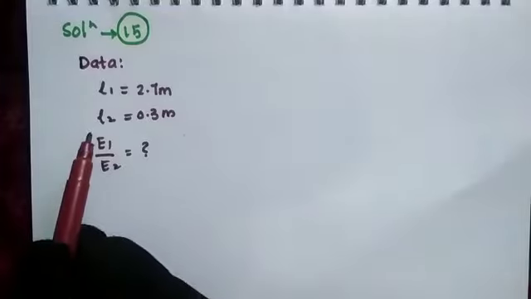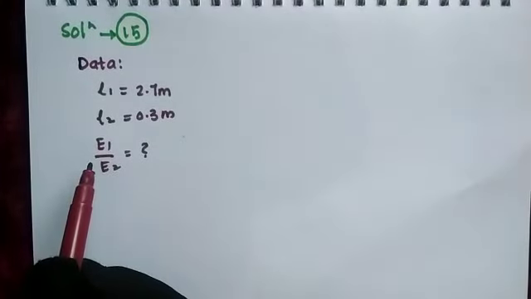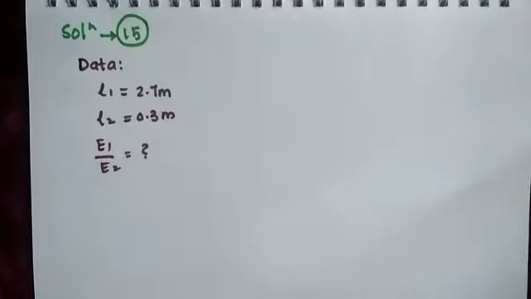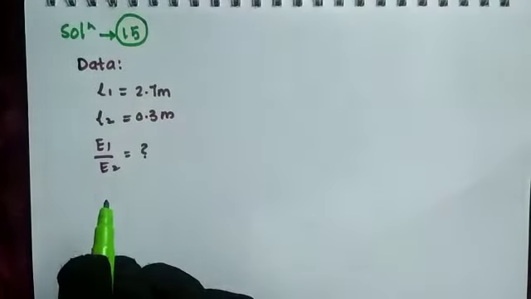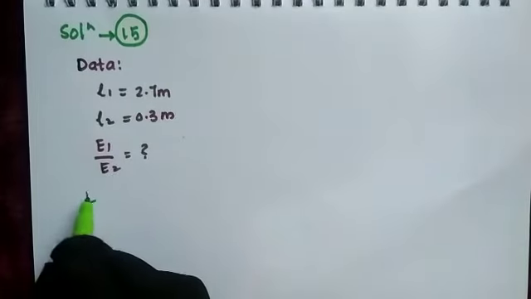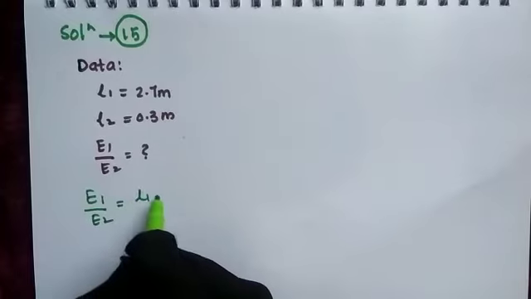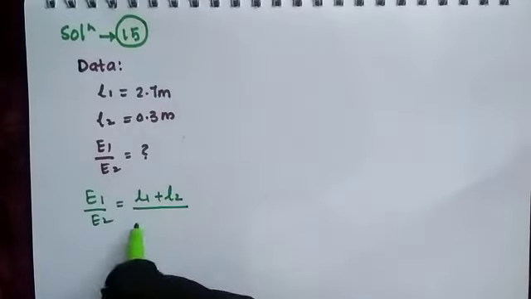So for comparing the EMF of two cells, we have two methods, first method and second method. Here you have to focus on the point that the cells are connected in series so as to assist each other, and connected in series so as to oppose each other. These points are very important. Assisting and opposing each other is method 2, the sum and difference method. The formula for the same is E1 upon E2 equals L1 plus L2 upon L1 minus L2.